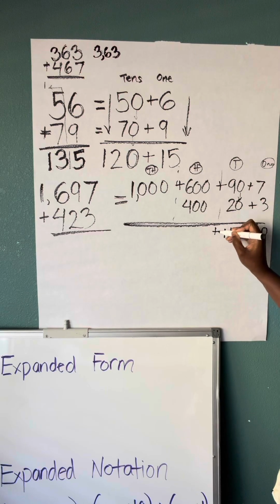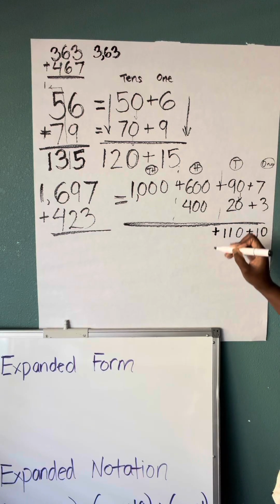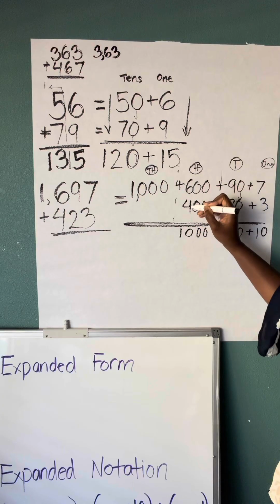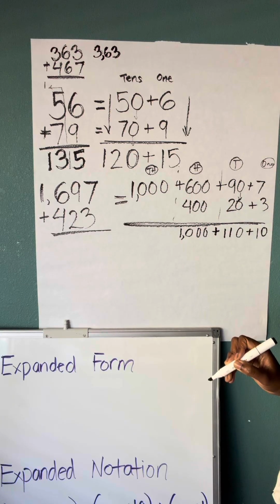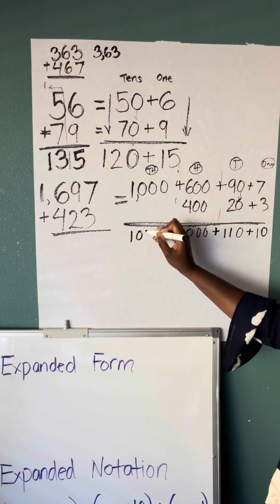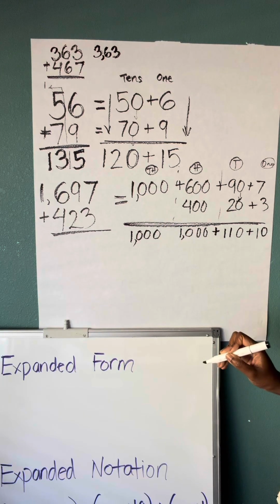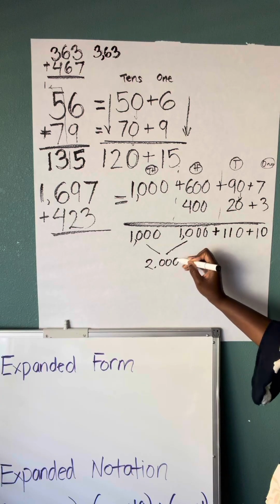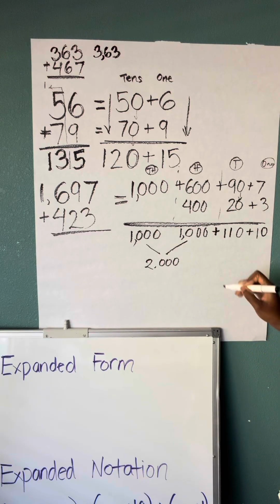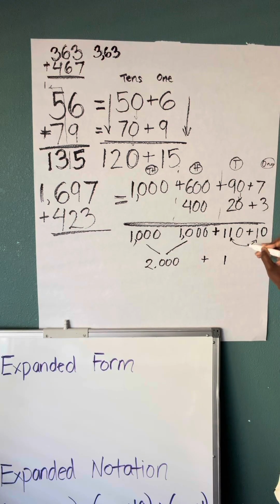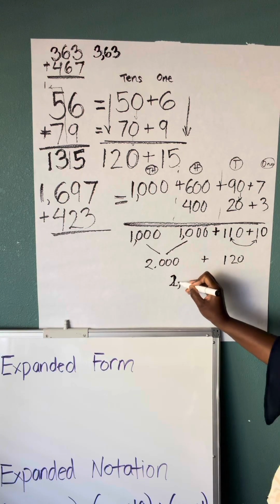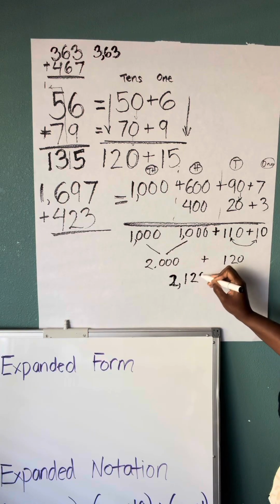Very good. We add our plus signs. Bring it down, bring it down. 6 plus 4 is 10. Okay? And then we have 1,000 here. So now we have, they can group this and add 2,000. Then they can add this in here, that's 120. Now we have the answer, 2,120. That's our answer.